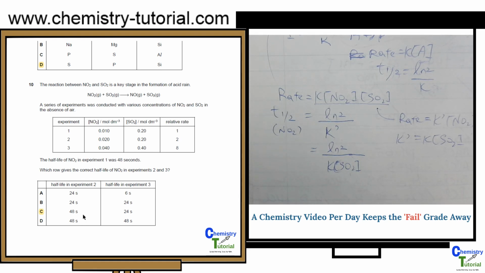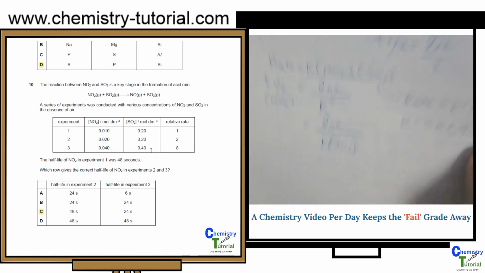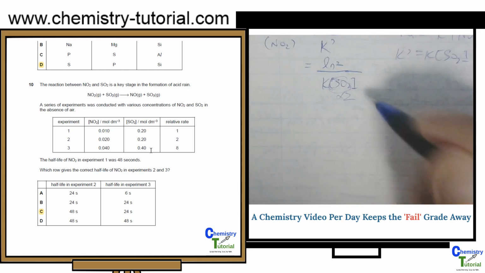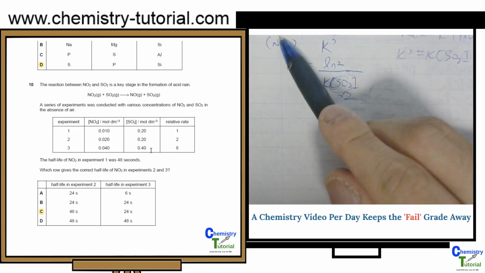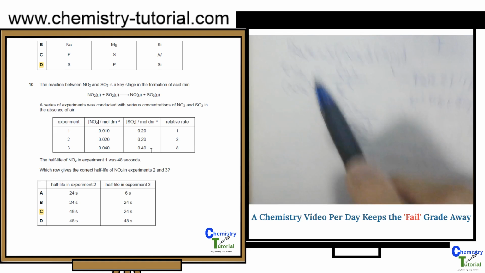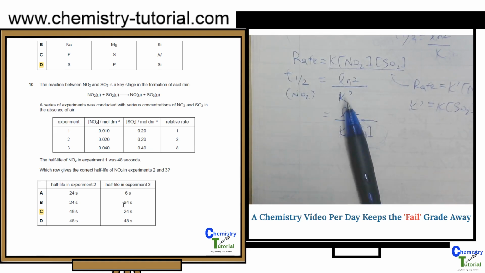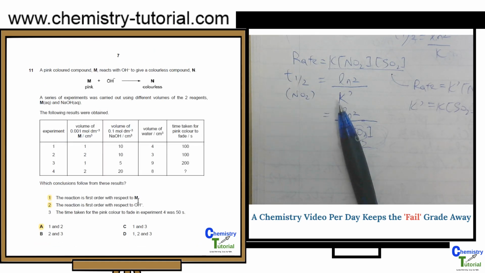That means we should only consider option C and D. But for experiment 3, you'll notice that the concentration of SO2 has doubled from 0.2 to 0.4. That means your denominator has doubled, which means your half-life must reduce by half, by 2 times. Therefore, the half-life in experiment 3 is 24 seconds. Hence, the answer is option C. Okay? Now, let's move to question 11.